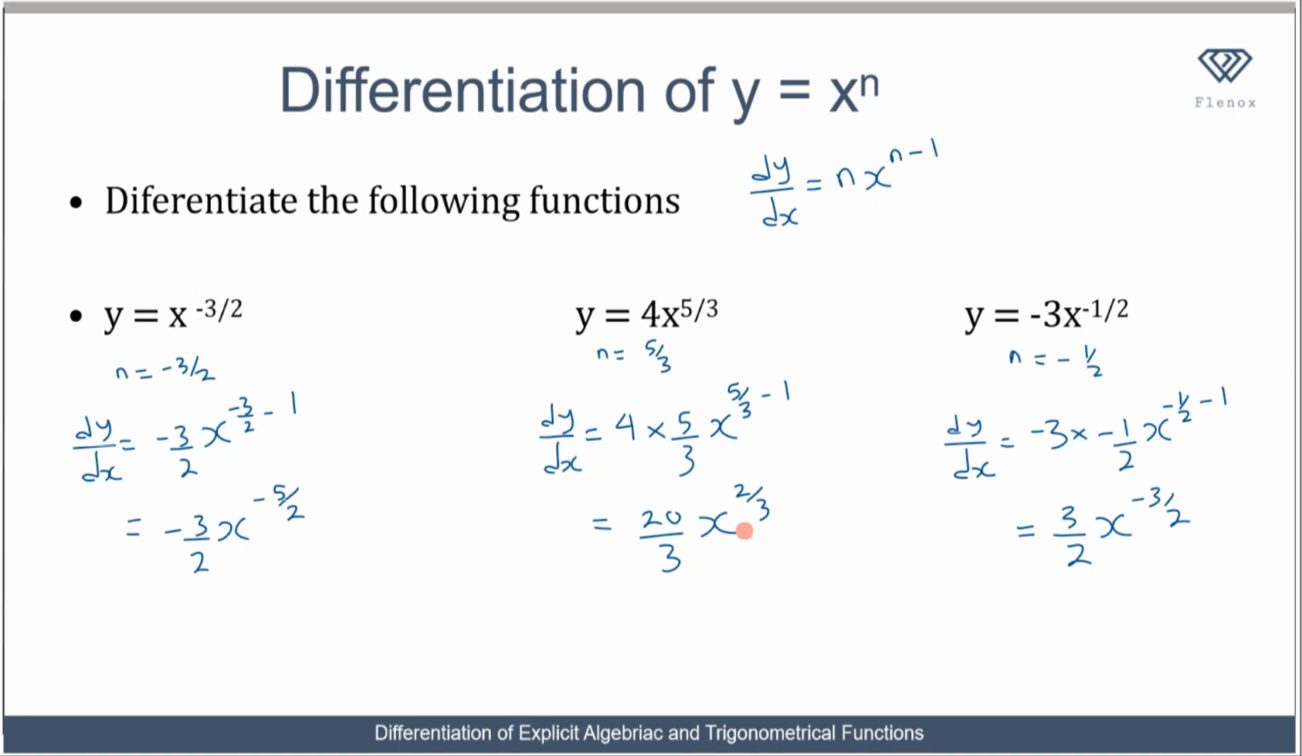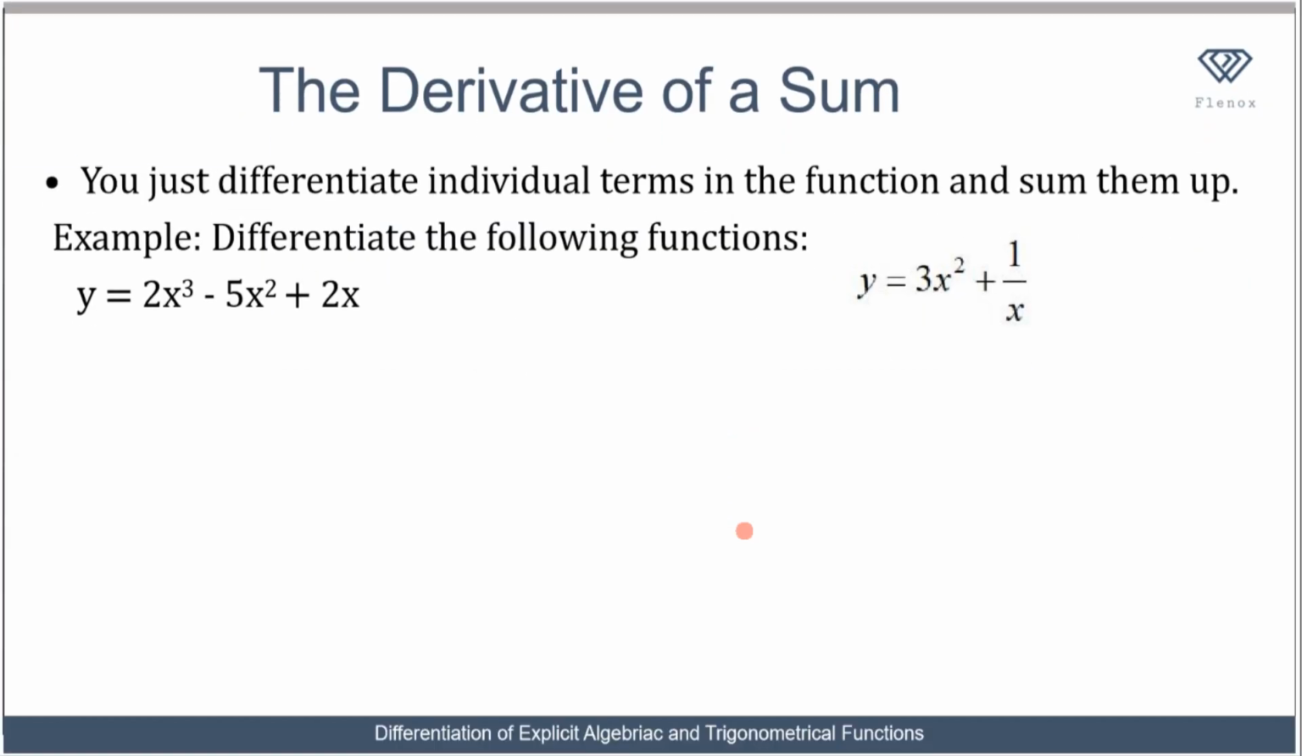So now let's look at the derivative of a sum. When we have a function in which we have a sum of different terms, how do we differentiate it, or how do we find its derivative? You just differentiate the individual terms in the function and sum them up. Is that straightforward? So to find the differentiation of this expression, we differentiate each of these terms individually and we sum them up.